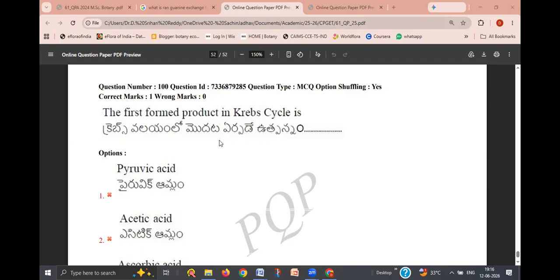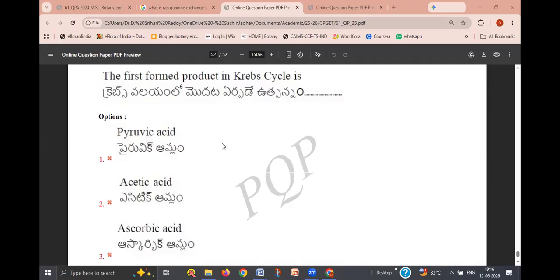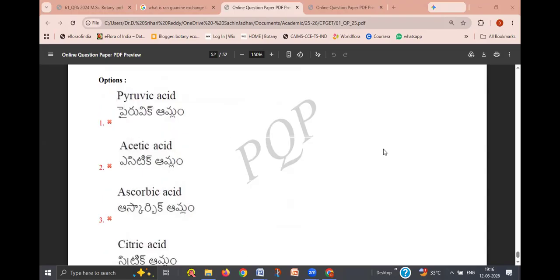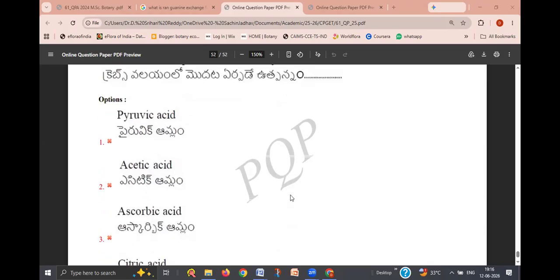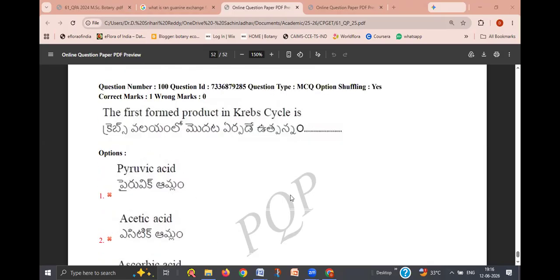So what is the first product? Pyruvic acid? No. Pyruvic acid is the end product of glycolysis. You know, in glycolysis, what is the end product? Pyruvic acid, also called pyruvate. So it is not the right answer. Next, acetic acid, no, it is not at all related. Ascorbic acid is also not related. And citric acid, yes. Citric acid is the right answer. Citric acid is the first product formed in the Krebs cycle.